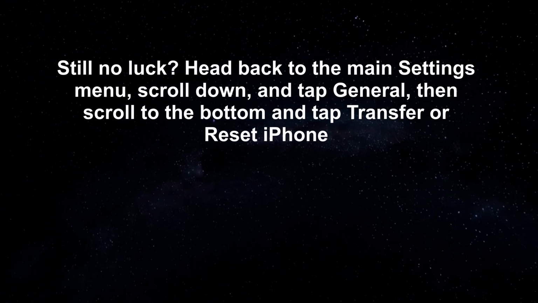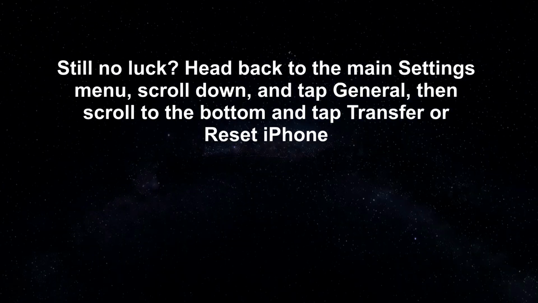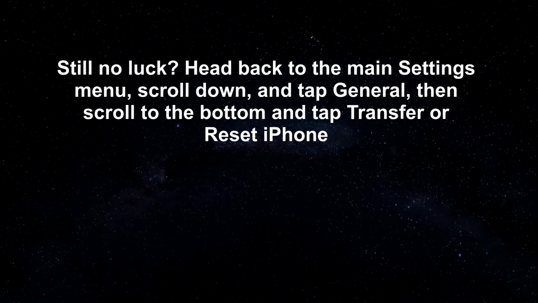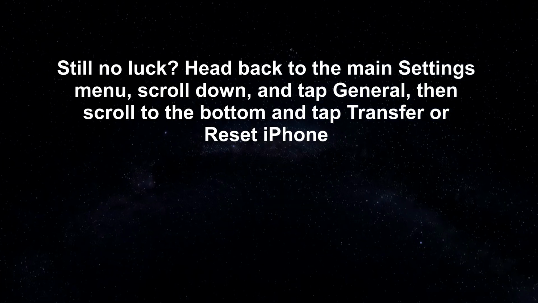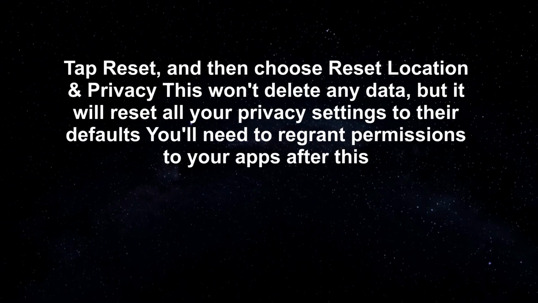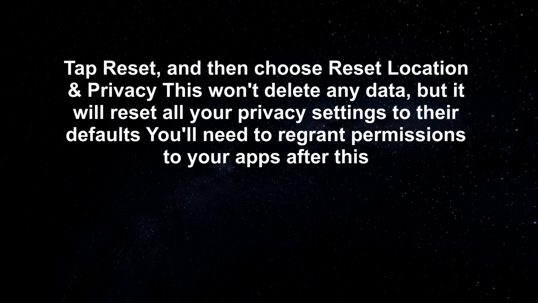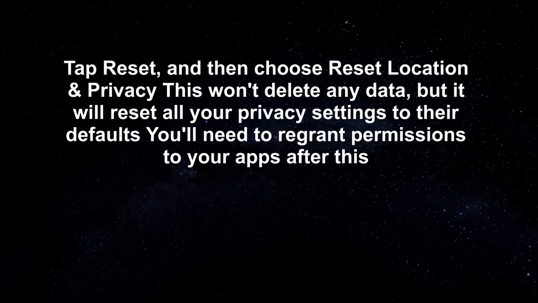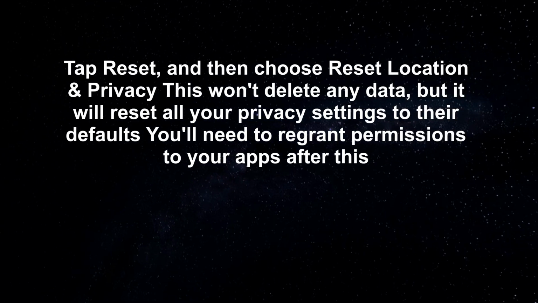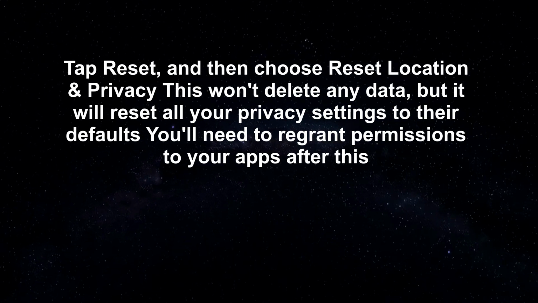Still no luck? Head back to the main settings menu, scroll down, and tap General. Then scroll to the bottom and tap Transfer or Reset iPhone. Tap Reset, and then choose Reset Location and Privacy. This won't delete any data, but it will reset all your privacy settings to their defaults. You'll need to grant permissions to your apps after this.